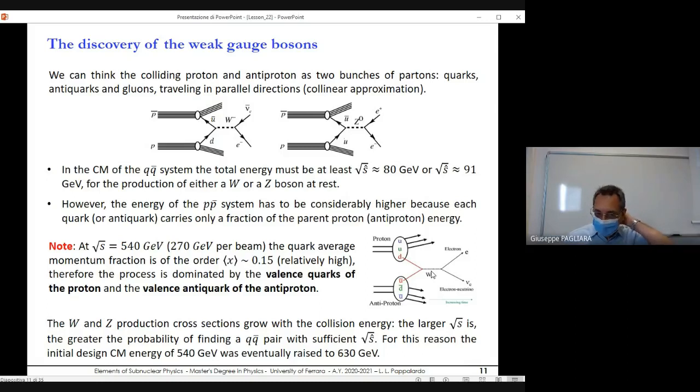Now, clearly, the probability to form a W or a Z increases with the increasing beam energy. Okay, so they started with 540 GeV, but it was not sufficient. So at the end, they managed to even increase the beam energy, the center of mass energy, up to 630, such as to enhance the probability of the quark-quark interaction having the proper energy.